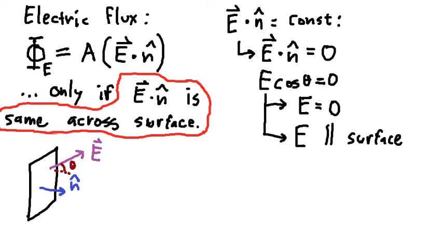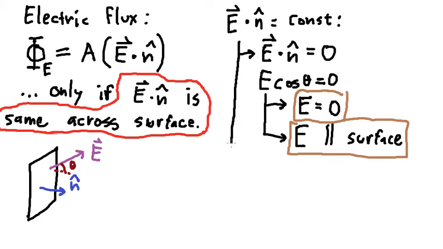One possibility is it can be a 90-degree angle, right? If theta is 90 degrees, the cosine of 90 degrees is 0, and the other one is negative 90 degrees, okay? So what this means is you can have a 0 flux no matter what your electric field is. You can have a 0 flux if the field is going perpendicular to the normal vector, which means it's going parallel to the surface. So the other possibility is E is parallel to your surface.